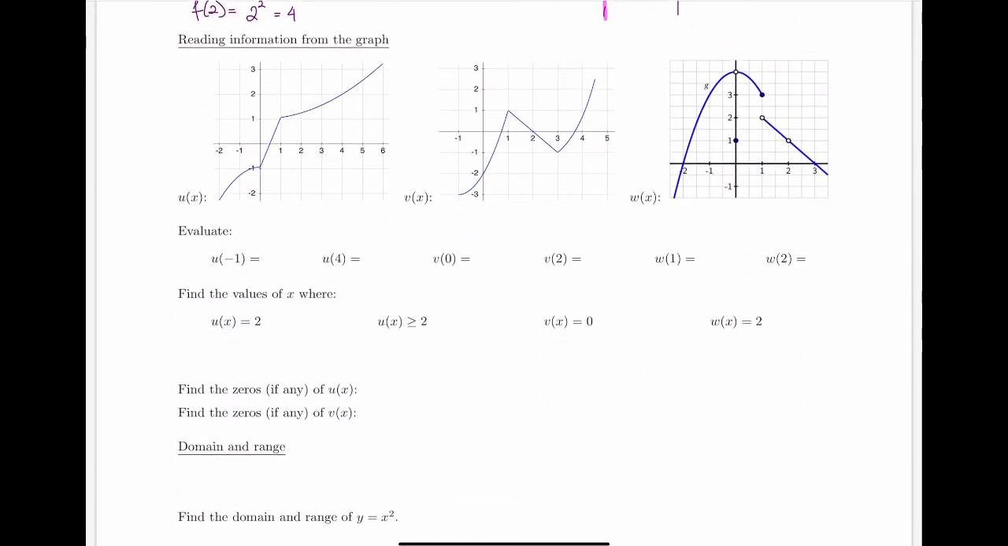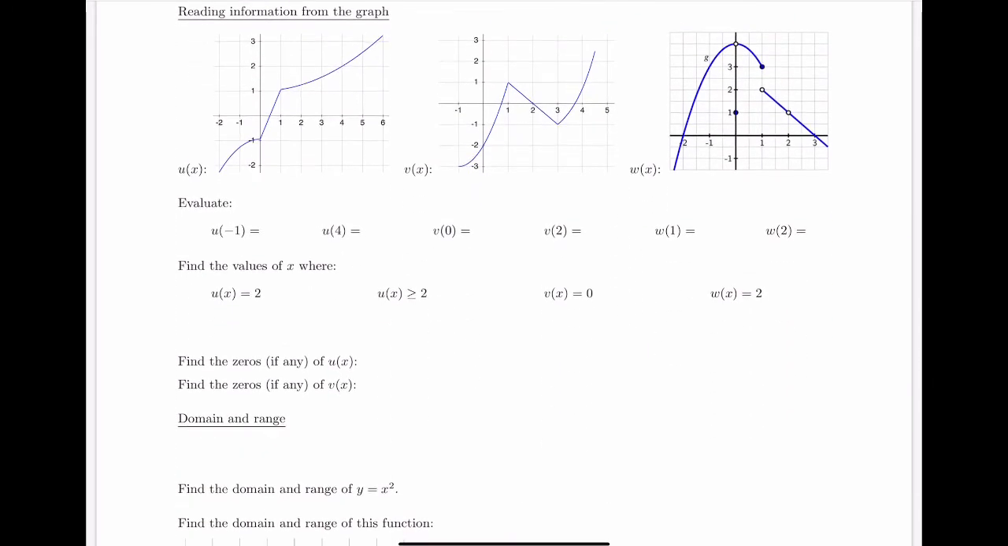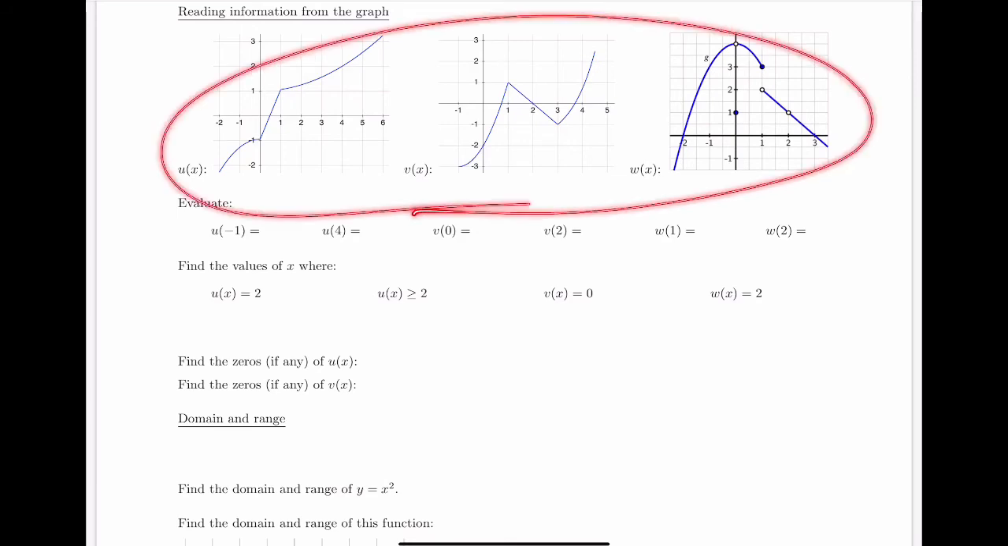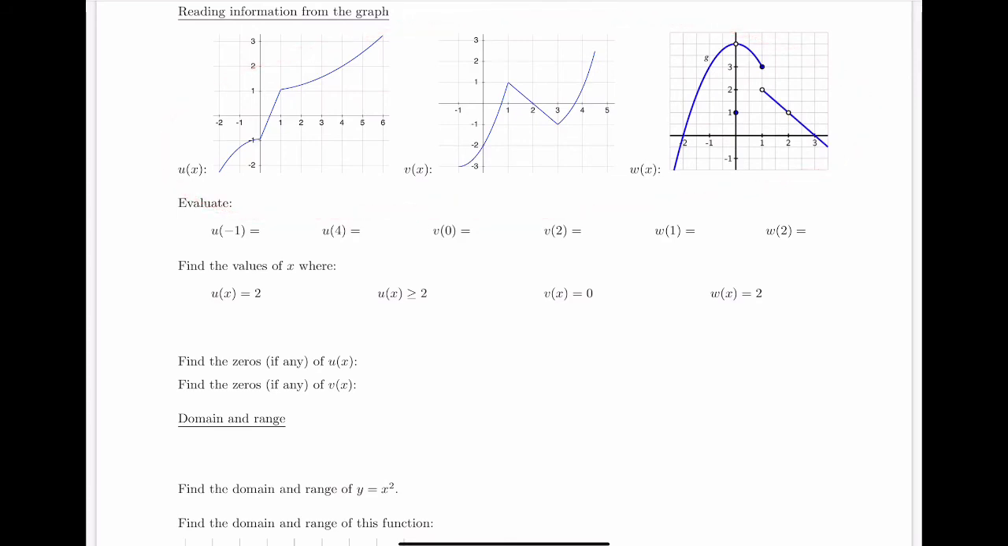Moving on to the next example, let's discuss how one would read information straight from the graph without the formulas. Notice that in none of these graphs do I have an analytic or formulaic expression of the actual function. So I'm going to read whatever I'm asked about straight from the graph. This is the graph of the function u of x, this is the graph of the function v of x, and this is the graph of the function w of x.